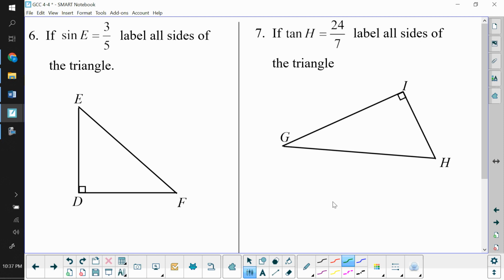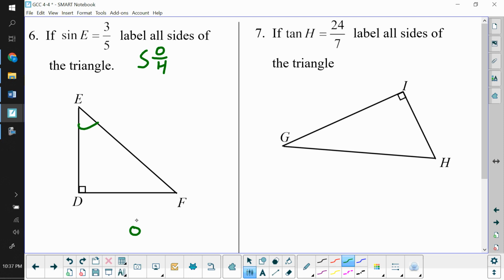All right, moving over to question 6. They tell us sine from angle E is 3/5. Okay, so we're going from that angle. What we want to think about in our SOHCAHTOA is what sides are we working with? Sine is opposite over hypotenuse.